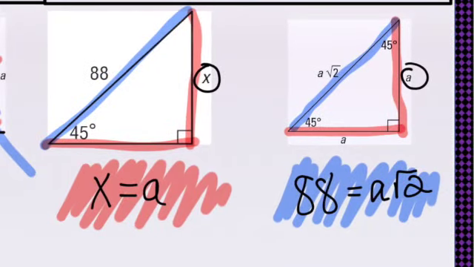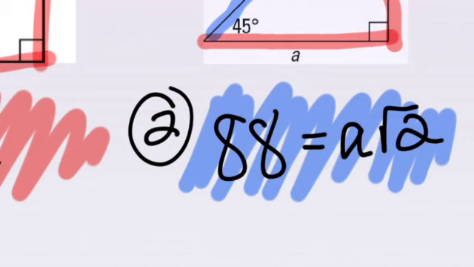So if I look at this, I can't solve for, if I look at the first one right here, I can't solve for this because I don't know what x is and I don't know what a is. So I'm gonna have to look at the second one. And I'm gonna go ahead and solve this. So I want to get a by itself.